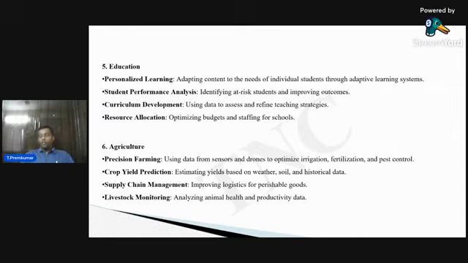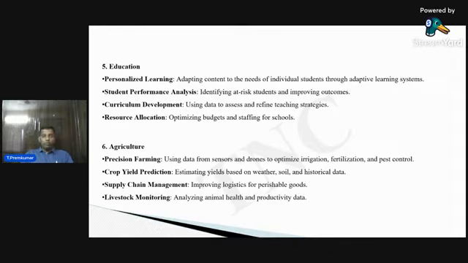So in the case of personalized learning, adapting content to the needs of individual students through adaptive learning systems. You can improve the individual student's personalized method by using the adaptive learning system. Then the second one is students' performance analysis. It is going to identify the risk of the students and where we are able to improve the students' performance and outcomes. And the next one is curriculum development, in order to refine and define newer upgrades of the syllabuses as well as the teaching strategies.